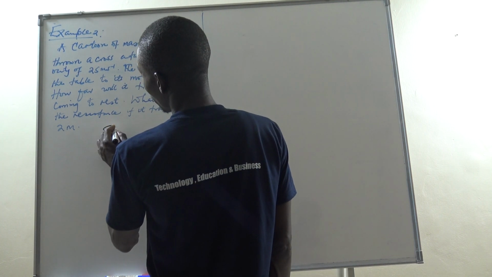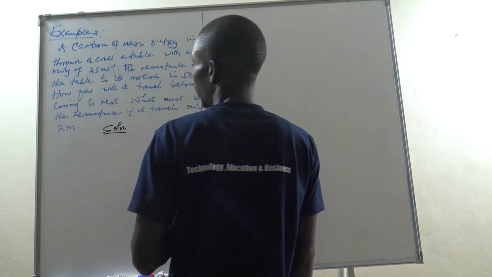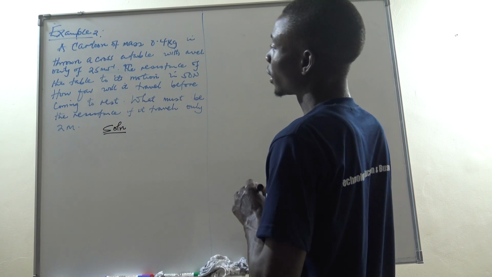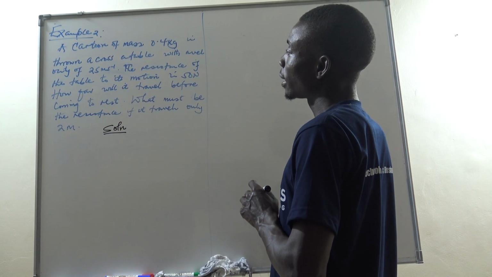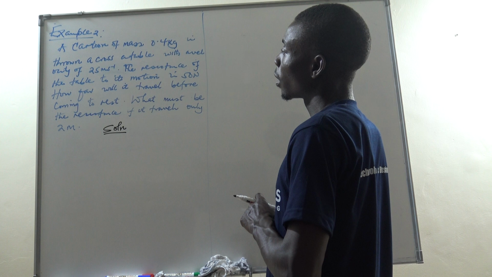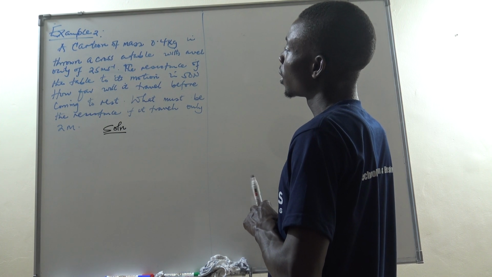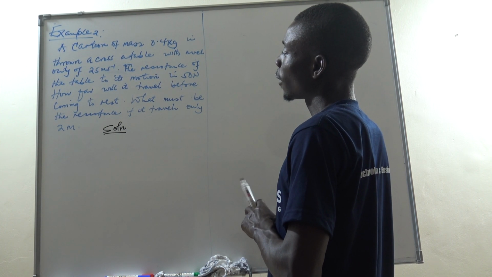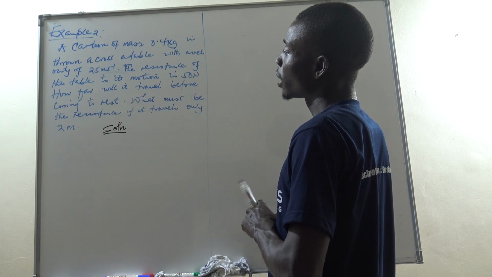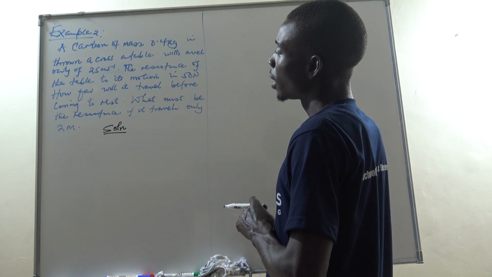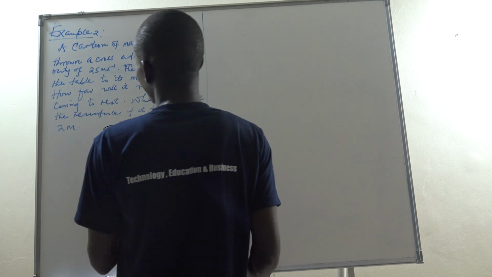Our example number 2 is here, and it is saying that a cartoon of mass 0.4 kilogram is thrown across a table with a velocity of 25 meters per second. The resistance of the table to its motion is 50 newton. How far will it move?